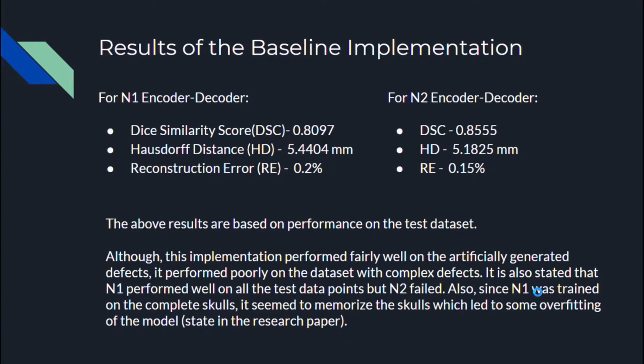The conclusions which we can draw from the baseline implementation are that although it performed fairly well on the artificially generated defects in the training and testing set, it performed pretty poorly on the complex defects which were provided as an additional set to the original data set. It is also stated that N1 performed well on all test points, but N2 failed to perform as well. Also, since N1 was trained on complete skulls, it seemed to memorize the skulls, which led to some overfitting of the model.